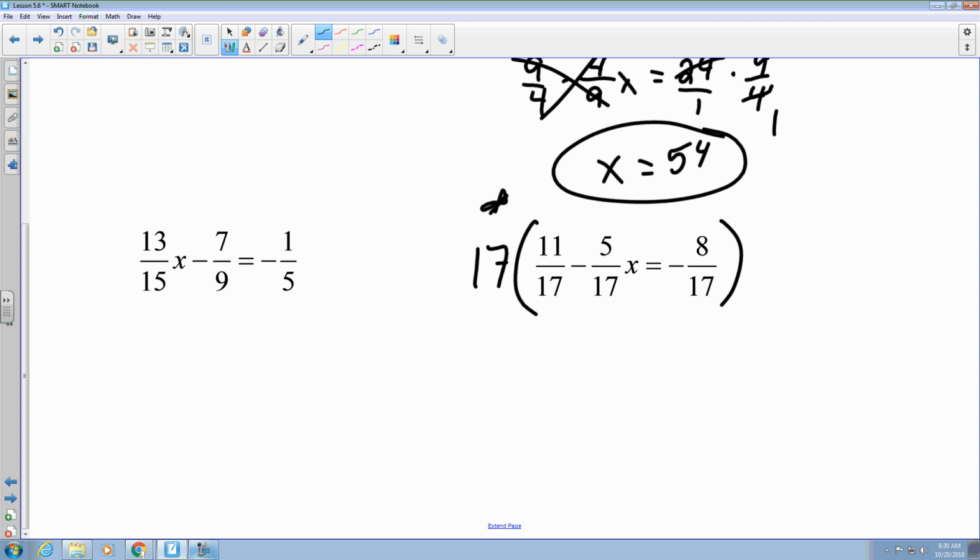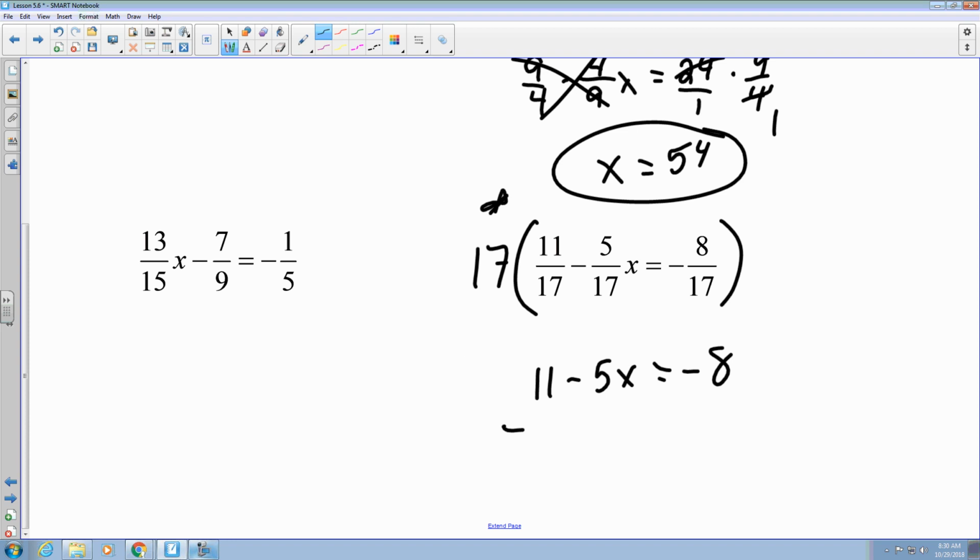So 17 times 11 over 17 will just be 11. It eliminates that denominator. Minus 17 times 5 over 17x will just be 5x. And then it's going to be equal to 17 times negative 8 over 17. Well, that'll just be negative 8. So by multiplying the whole thing by 17, we actually eliminated every single fraction. Okay, it's not always going to be the case. Like the next example we're going to do won't be, but you can for the majority of them.